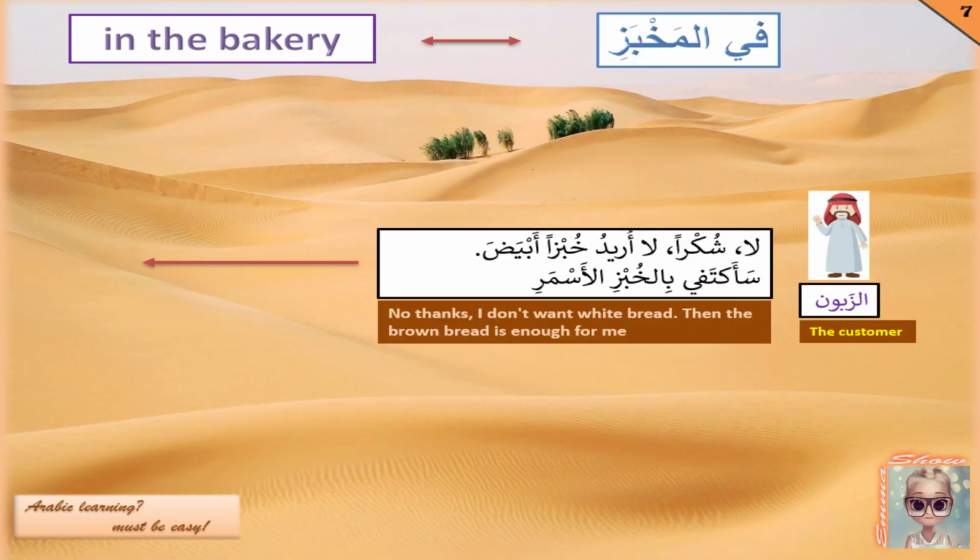لا شكرا، لا أريد خبزا أبيض، سأكتفي بالخبز الأسمر. The beginning لا شكرا means no thanks. لا أريد means I don't want to. The negation comes before the verb. So that أريد means I want or I want to.